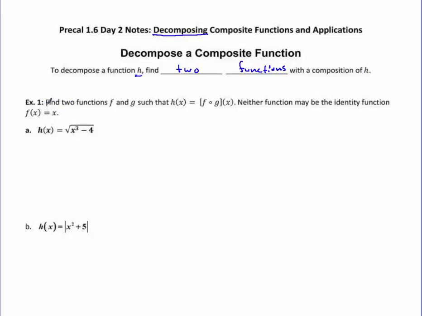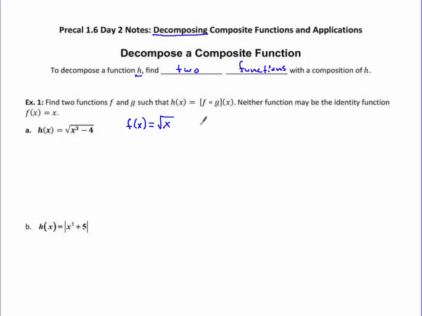So look at this first example. It says find two functions f and g such that h of x equals f of g of x. Neither function may be the identity function f of x equals x. That just means you can't cheat and take the easy way out. So when I see this, I know that I have a parent function that's just f of x equals the square root of x.